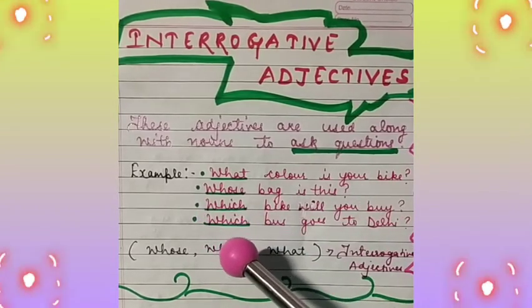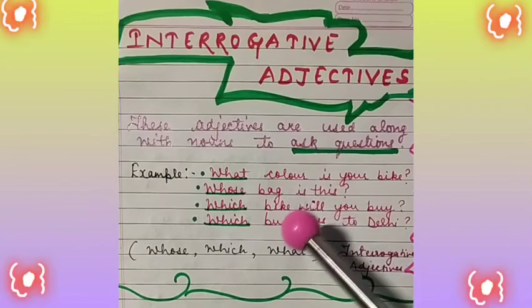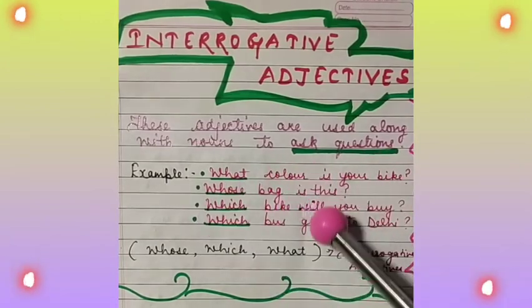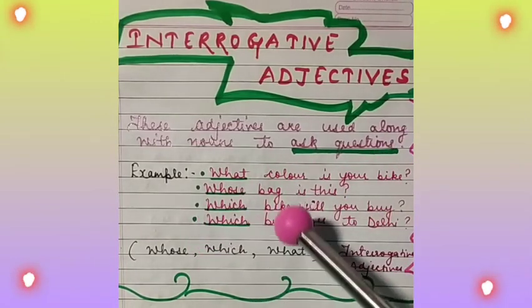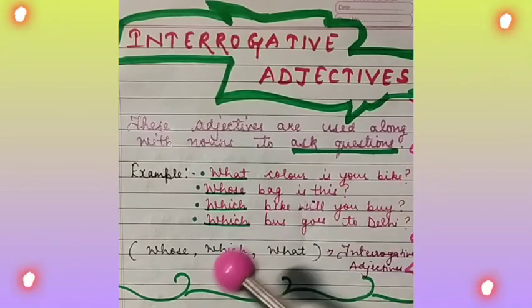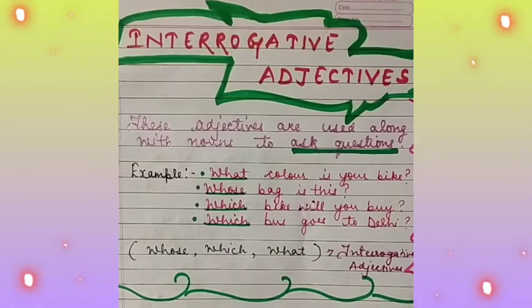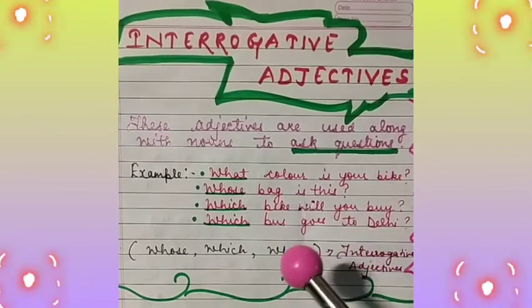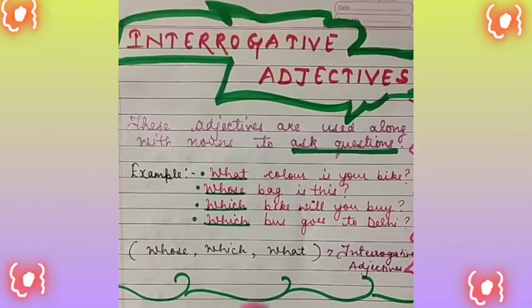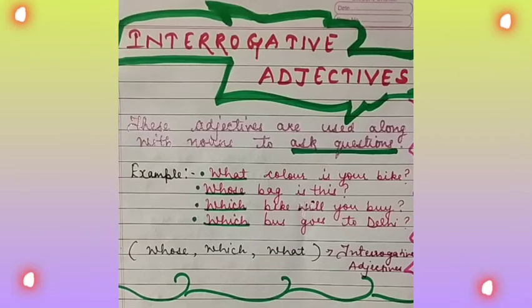Whose, which, these all are interrogative adjectives. Whose bag is this? Which bike will you buy? Which bus goes to Delhi? Whose, which, what are interrogative adjectives. They are asking the question. So these come under interrogative adjectives.